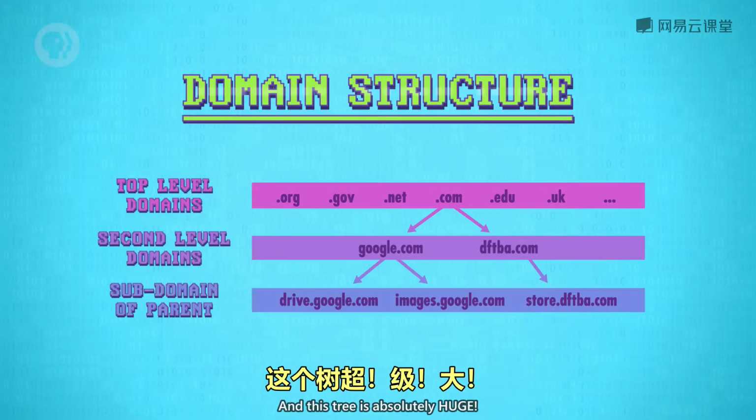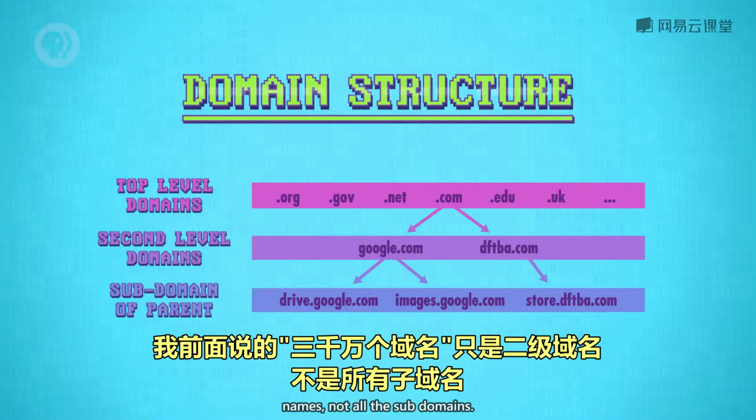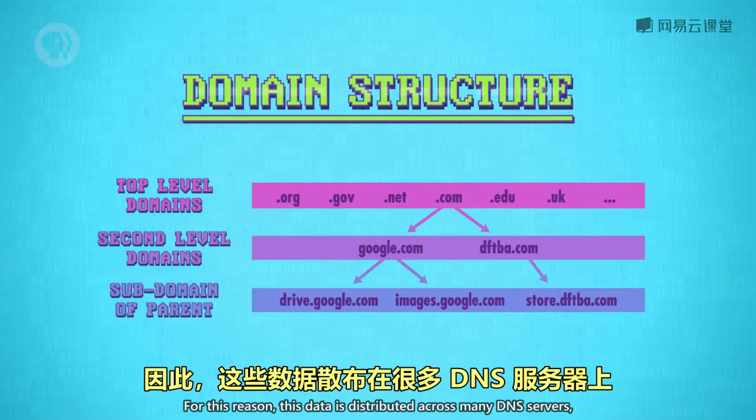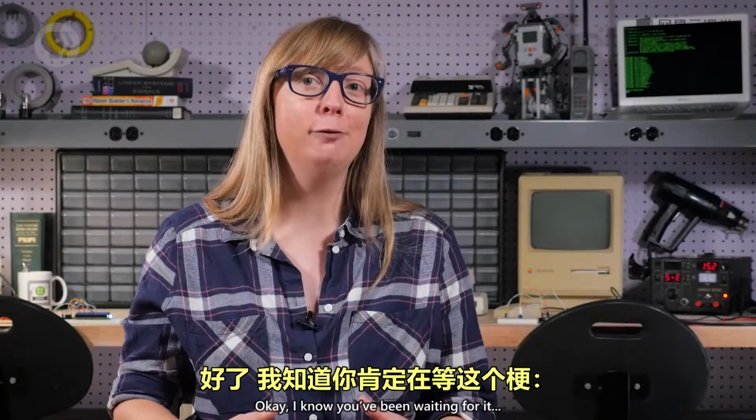And this tree is absolutely huge. Like I said, more than 300 million domain names, and that's just second level domain names, not all the subdomains. For this reason, the data is distributed across many DNS servers, which are authorities for different parts of the tree.